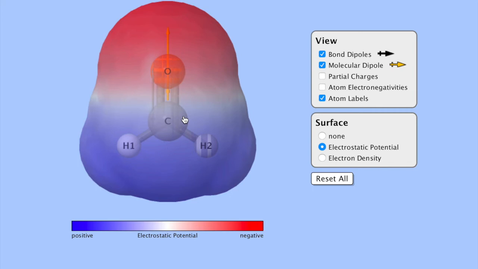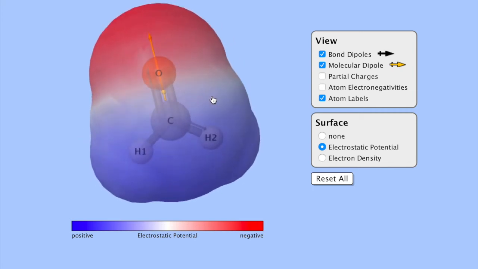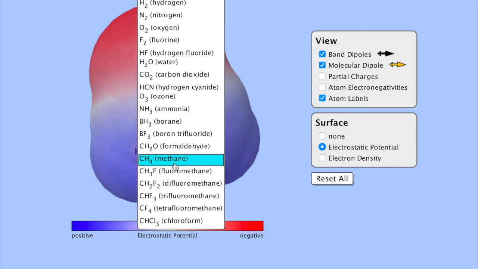Right, for formaldehyde, same shape as borane, but this time we have two hydrogens and an oxygen. So since one of those three things is different, you're going to get a differential amount of charge. So positive down here, negative up here, which means that it's going to be polar.